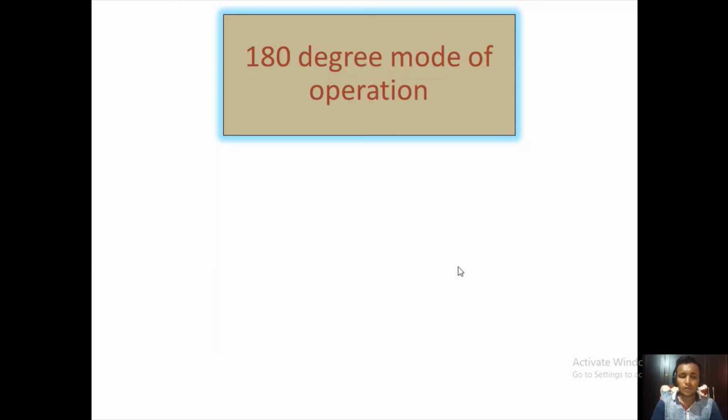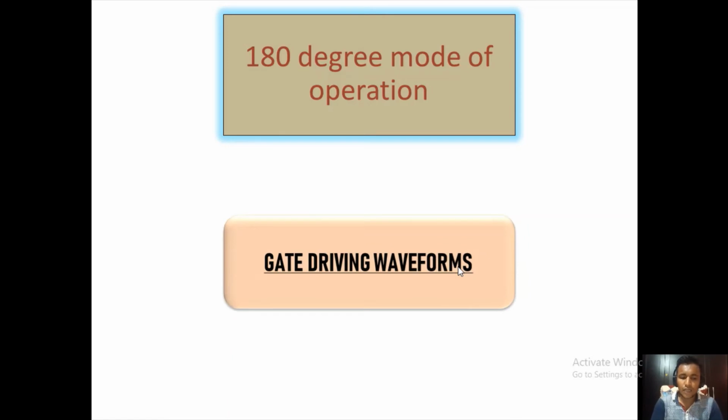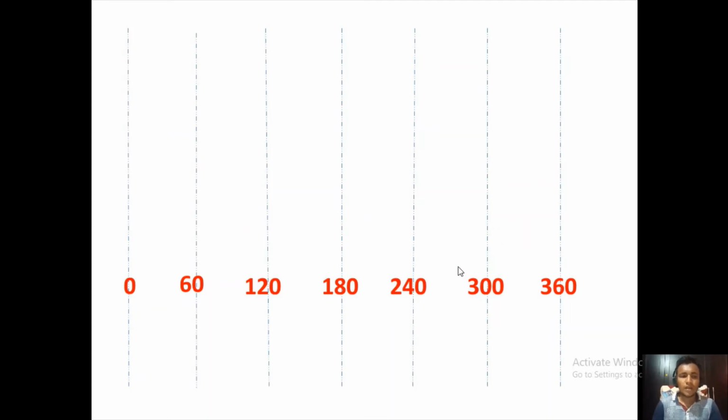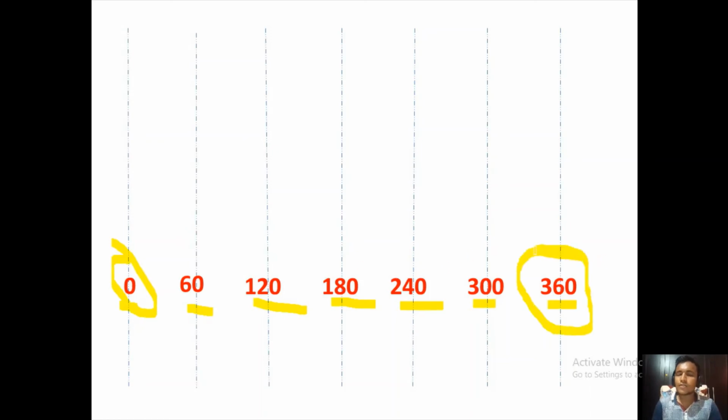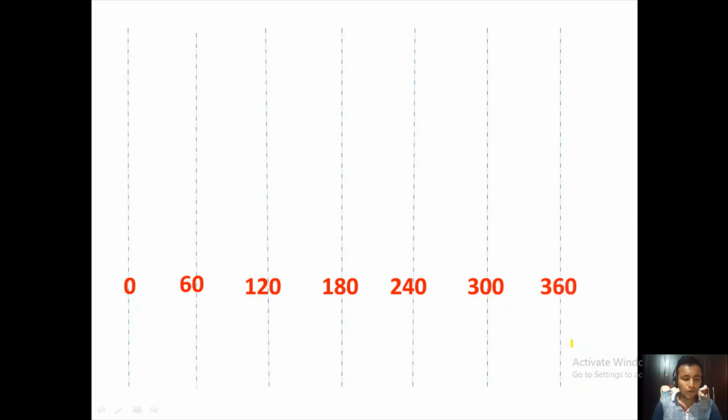In the 180-degree mode of conduction, we have to draw the gate driving waveforms. The circuit operates in 6 steps. Each step is 60 degrees. So we have to draw the waveform in this way. We have drawn 0, 60, 120, 180, 240, 300 and 360. Means we have used 0 to 360, a whole cycle, 0 to 2 pi. Okay, in the whole cycle we have drawn the waveforms.